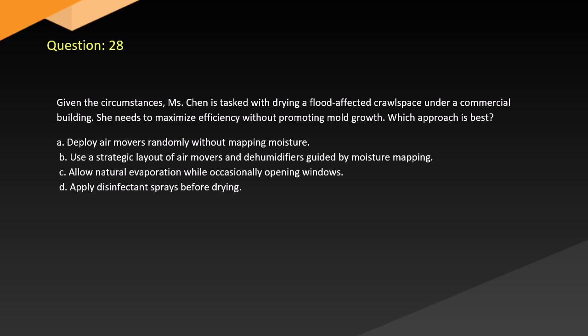Question 28. Given the circumstances, Chen is tasked with drying a flood-affected crawl space under a commercial building. She needs to maximize efficiency without promoting mold growth. Which approach is best? A. Deploy air movers randomly without mapping moisture. B. Use a strategic layout of air movers and dehumidifiers guided by moisture mapping. C. Allow natural evaporation while occasionally opening windows. D. Apply disinfectant sprays before drying.